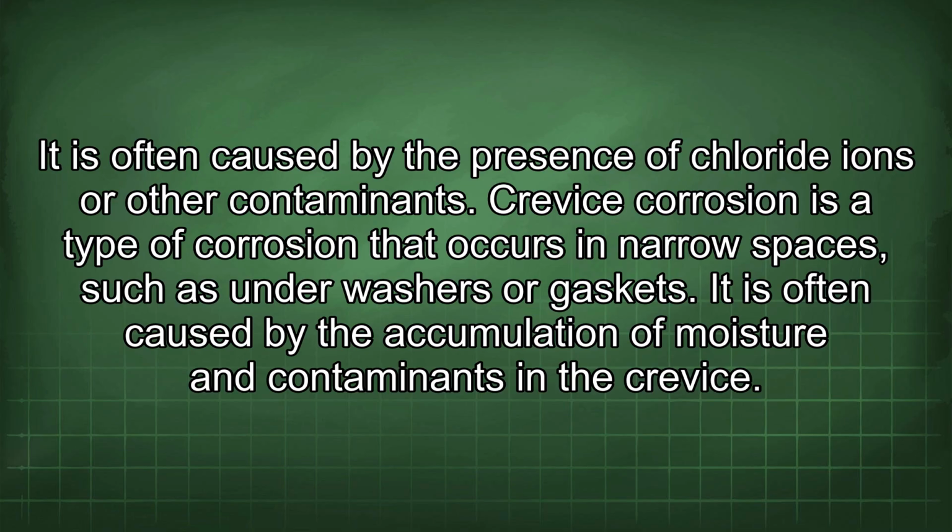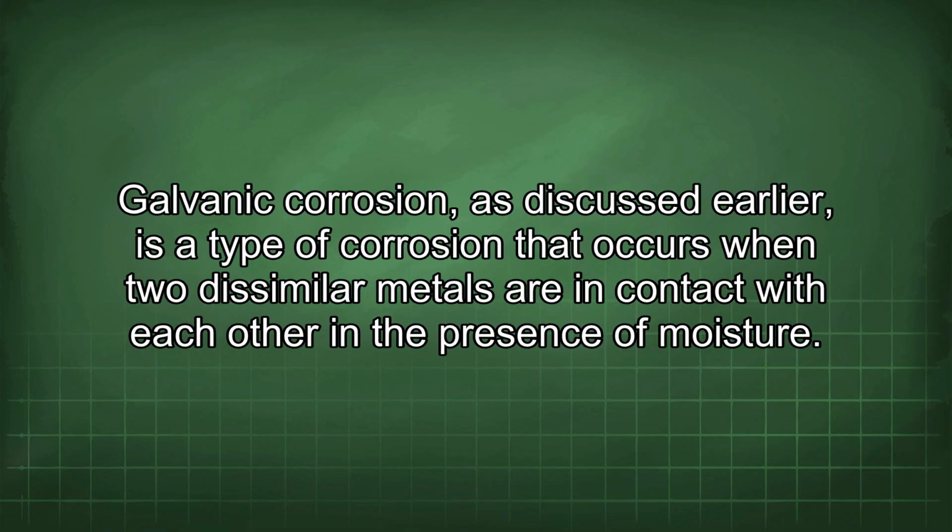Crevice corrosion is a type of corrosion that occurs in narrow spaces, such as under washers or gaskets. It is often caused by the accumulation of moisture and contaminants in the crevice. Galvanic corrosion, as discussed earlier, is a type of corrosion that occurs when two dissimilar metals are in contact with each other in the presence of moisture.